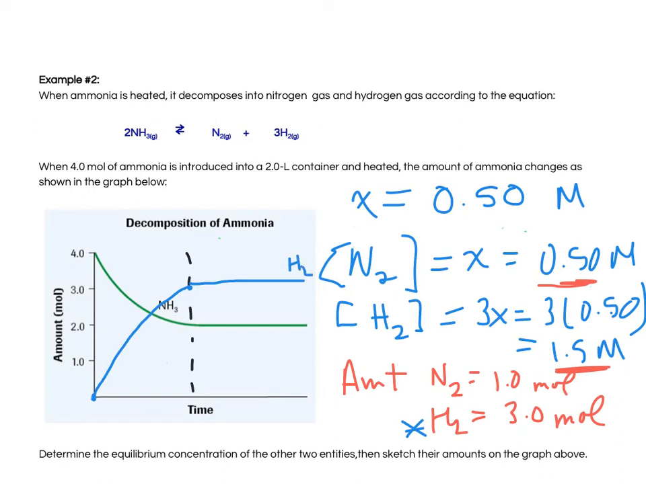I'm going to use red to represent the equilibrium amount of my N2. So again, I'm going to start down here with 0 N2. And then I have to find my way up to 1. So if the equilibrium is established here, getting to 1, I'm going up here, and then carrying on flat. So there is my equilibrium amount of N2.